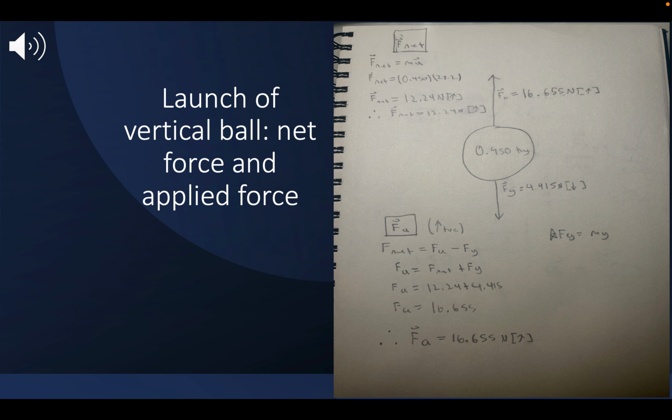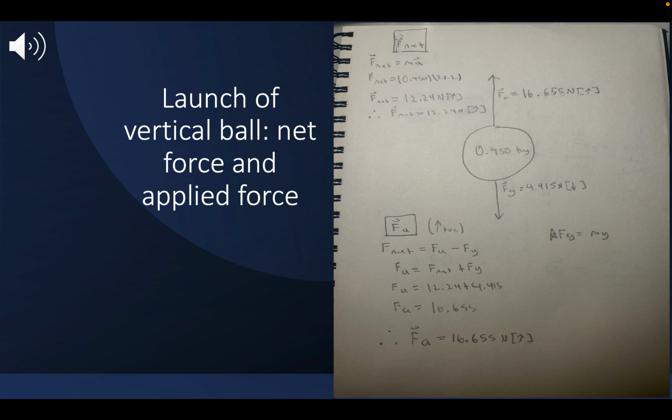Now we will be looking at the net force on the ball and the applied force on the ball as it's being launched. First, we must draw our free body diagram to show the external forces acting on the volleyball. We can see that there's an applied force upwards and a force of gravity downwards. First, we must find the net force, so we can use that to find the applied force.